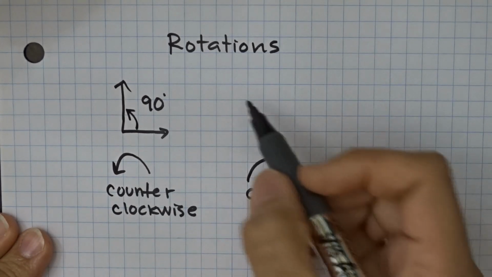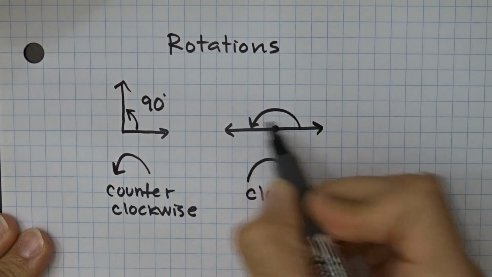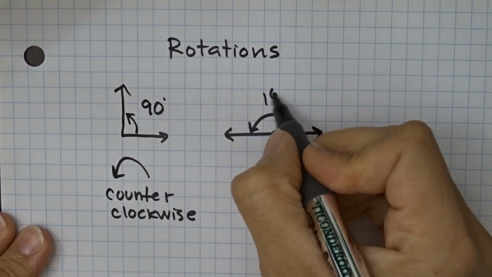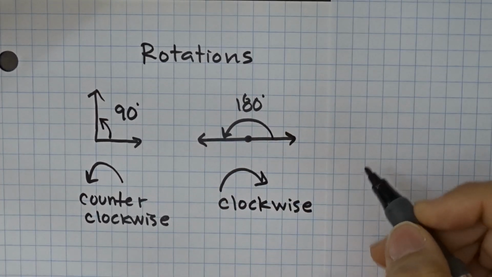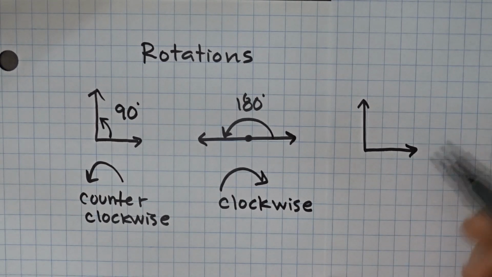And not only do we do 90 degrees, sometimes we also do 180 degrees, either to the left, clockwise or counterclockwise. And 270 degrees.